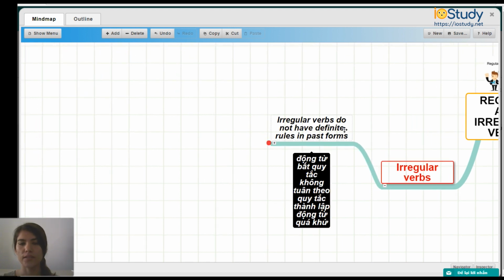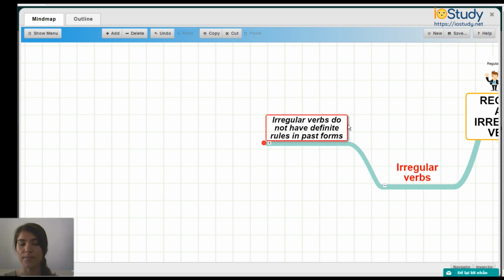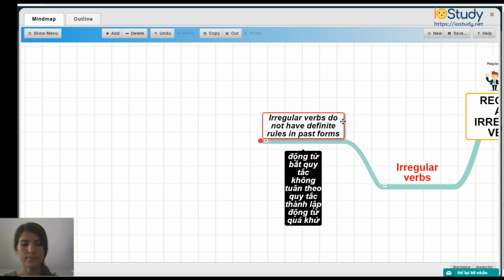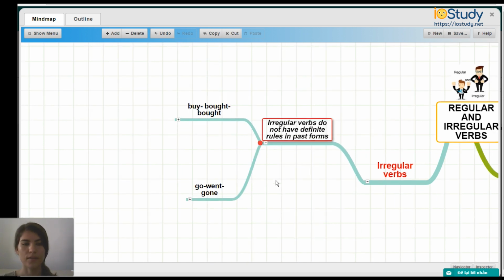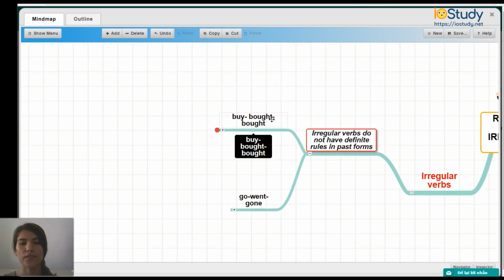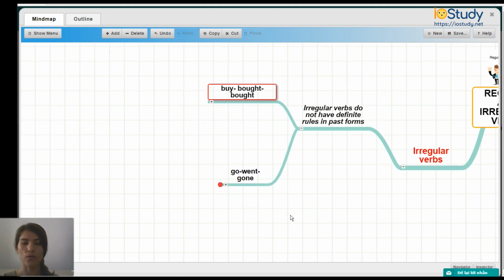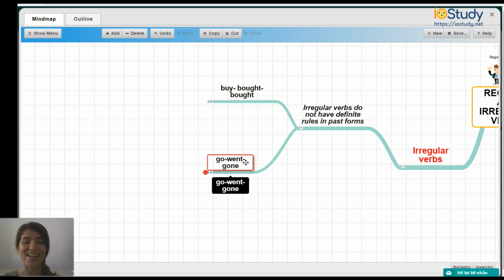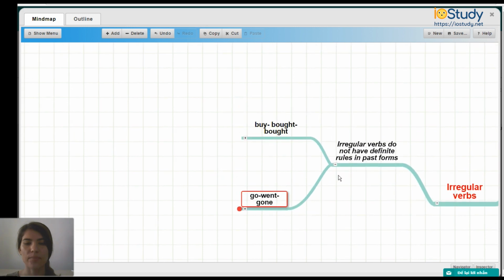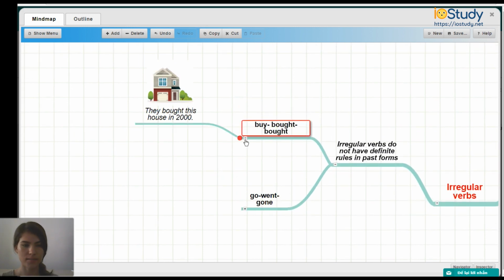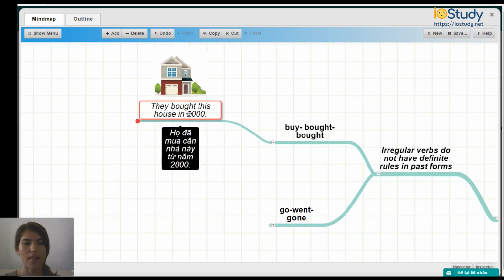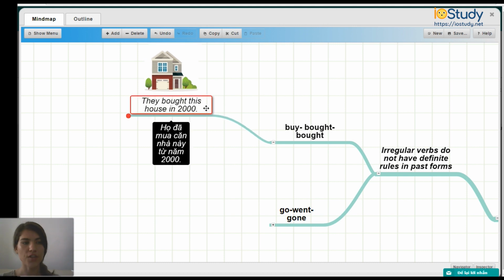So irregular verbs do not have definite rules in past forms. So here are some examples of irregular verbs. Buy turns to bought and bought. And go turns into went and gone. So let's look at an example of buy, bought, and bought. They bought this house in 2000.